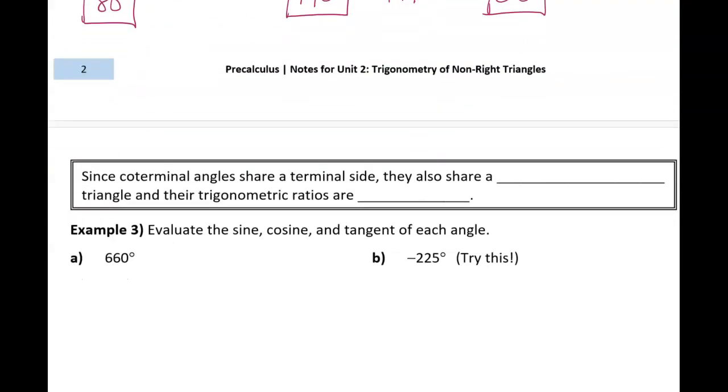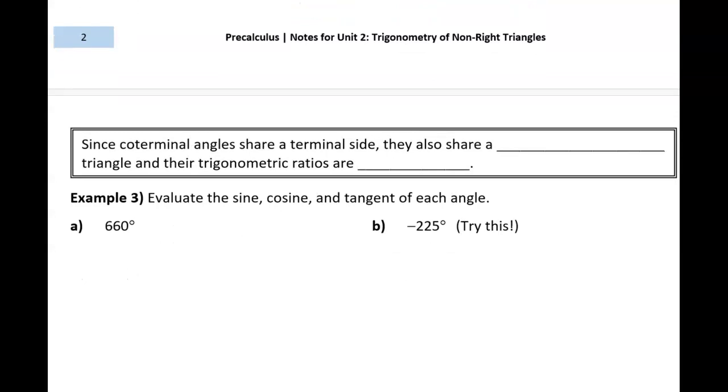All right, moving on. Since coterminal angles actually share a coterminal side, they also share a reference triangle, and therefore their trigonometric ratios are equal. So if I take the sine of 2 coterminal angles, I'm going to get the same exact result. All right, so in A, we're going to evaluate the sine, cosine, and tangent of each angle. So sine of 660, cosine of 660, and tangent of 660.